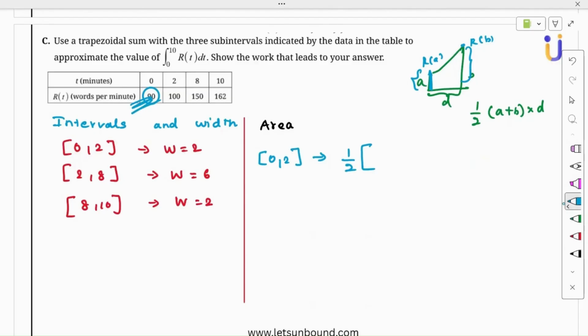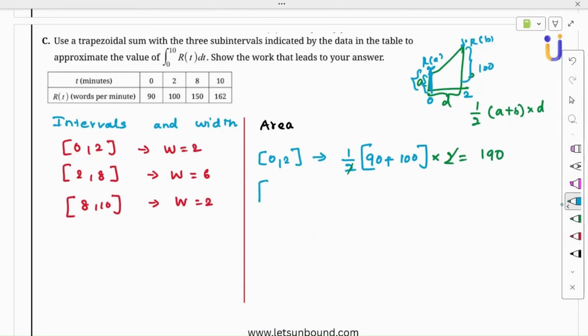Okay, so 90 plus R of 2 is 100. So that output we need because it's the height. If you're at 0, it's 90. So this is 90. If you're at 2, it's 100. So it's 100. Okay, that's important. Half into 90 plus 100 times the interval with this 2. Simplify, 2 will get cancelled. 90 and 100 is 190.